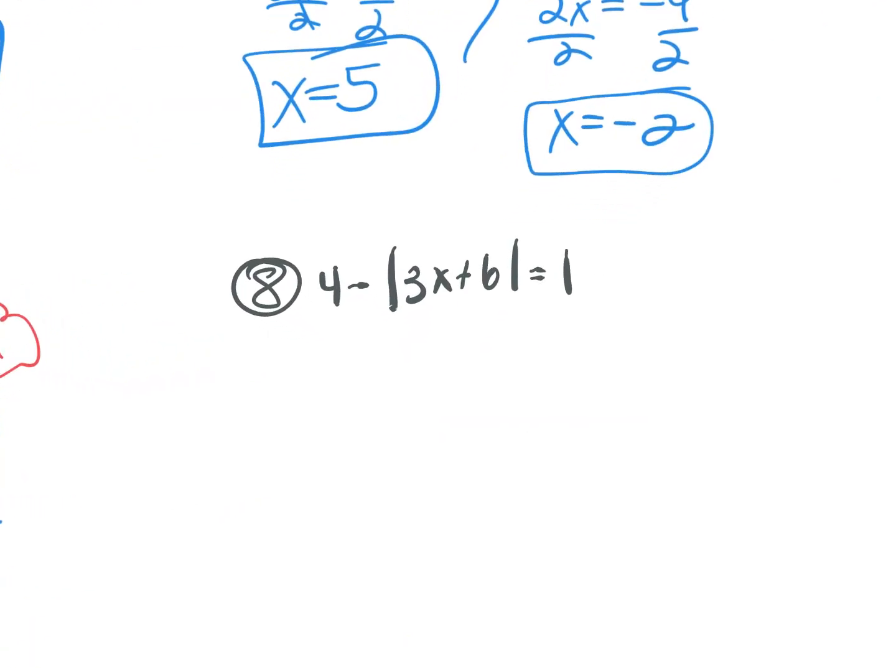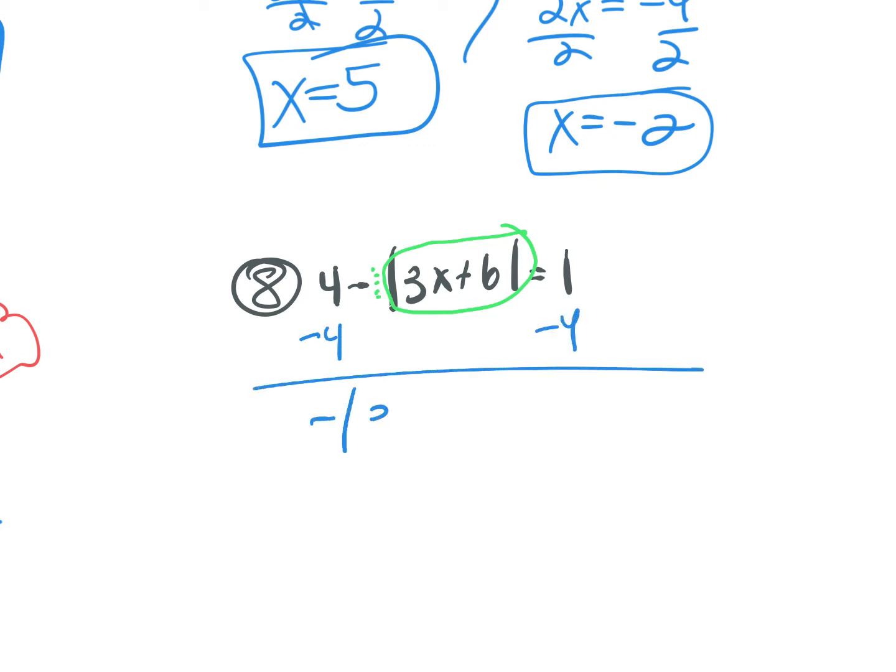But let's look at this one. Okay, let's look at number 8. Is my absolute value isolated yet? Guys, there's 2 things. What are the 2 things? There's a negative 1 right here, right? Don't forget about that. And I have a positive 4. How do I get that positive 4 to move to the other side? I'm going to subtract 4. So I have negative absolute value of 3x plus 6 equals negative 3.